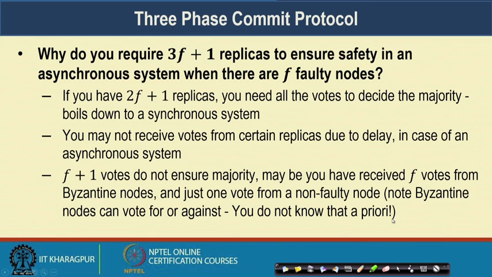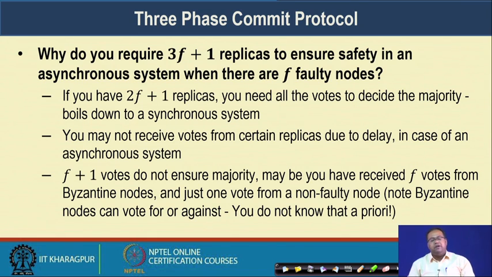in this context let us discuss why we require 3F plus 1 replicas to ensure safety in an asynchronous system when there are F faulty nodes. Now, if you have 2F plus 1 replicas, to have a majority decision you need to ensure that you have received all the votes, and out of all the votes at least F plus 1 votes give the majority decision. So, to take a majority decision with 2F plus 1 replicas, you need a vote from all the replicas. So, this boils down to a synchronous environment where you need to wait to get the message from all the replicas.